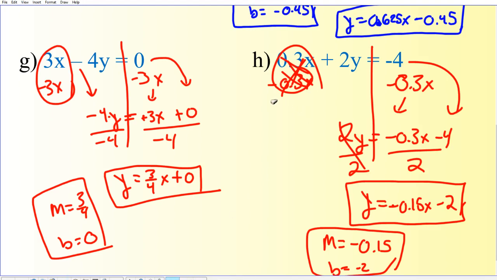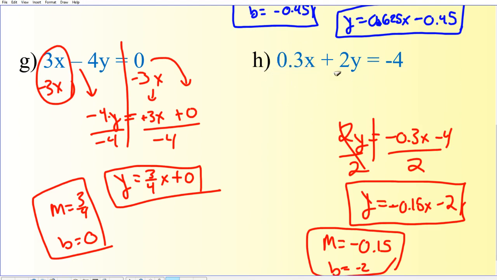Graphing an equation like this in standard form, it's not super easy. Once we change that to slope-intercept form, your graphing becomes about 10 times easier. Okay? That's why we're getting practice doing this, changing equations to slope-intercept form.